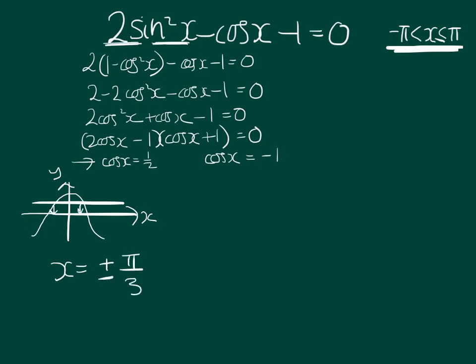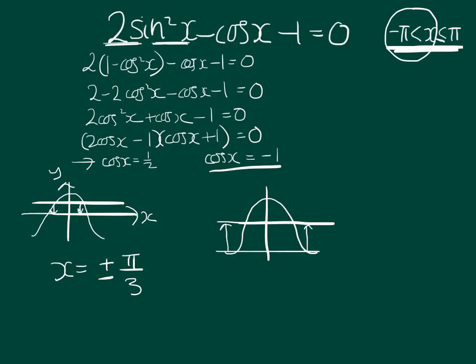Okay, now with this one, we draw a graph again, and draw a line at minus 1, and we got this one, and we kind of think we've got this one, but then we look again here, and it doesn't include pi. Pi is not in the range. Okay, so we don't include this one, minus pi.